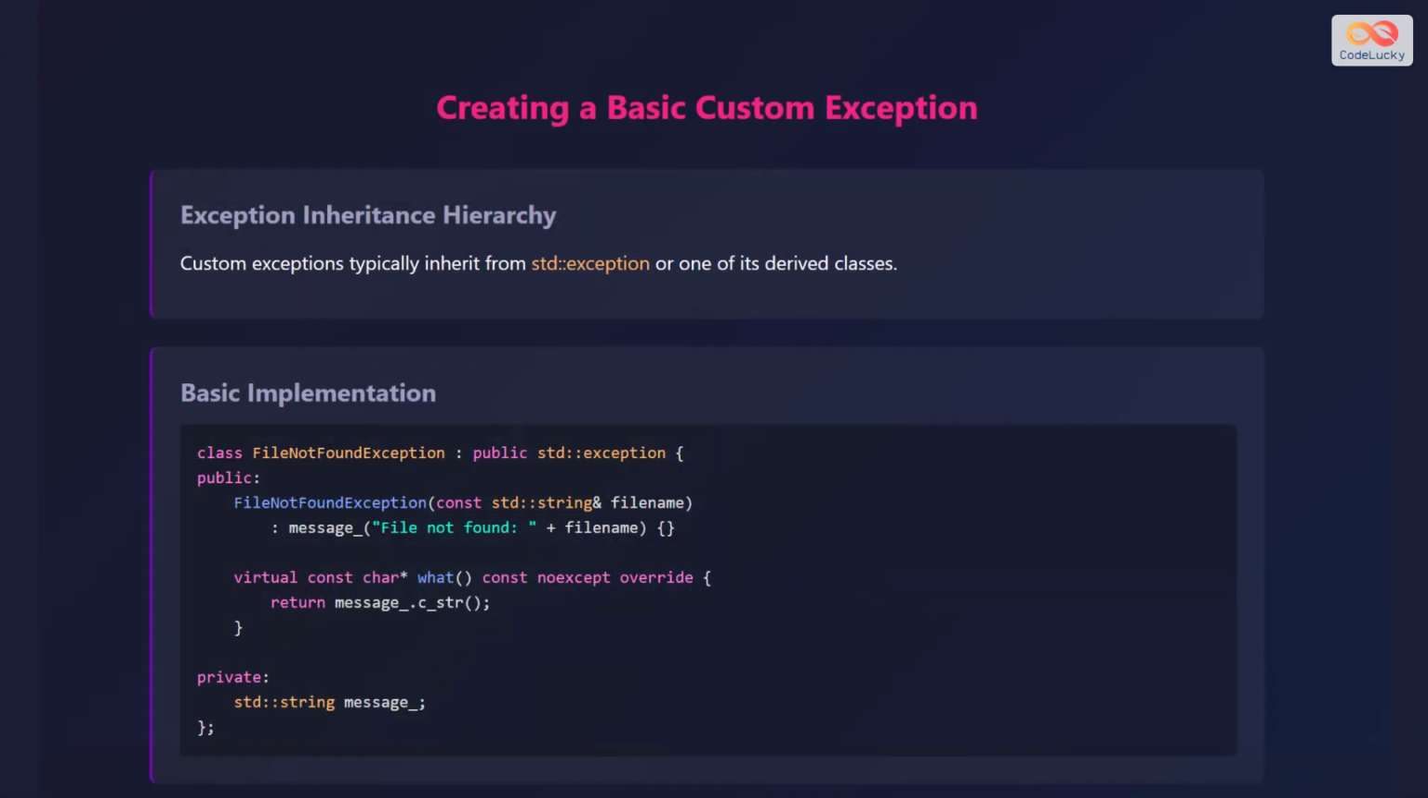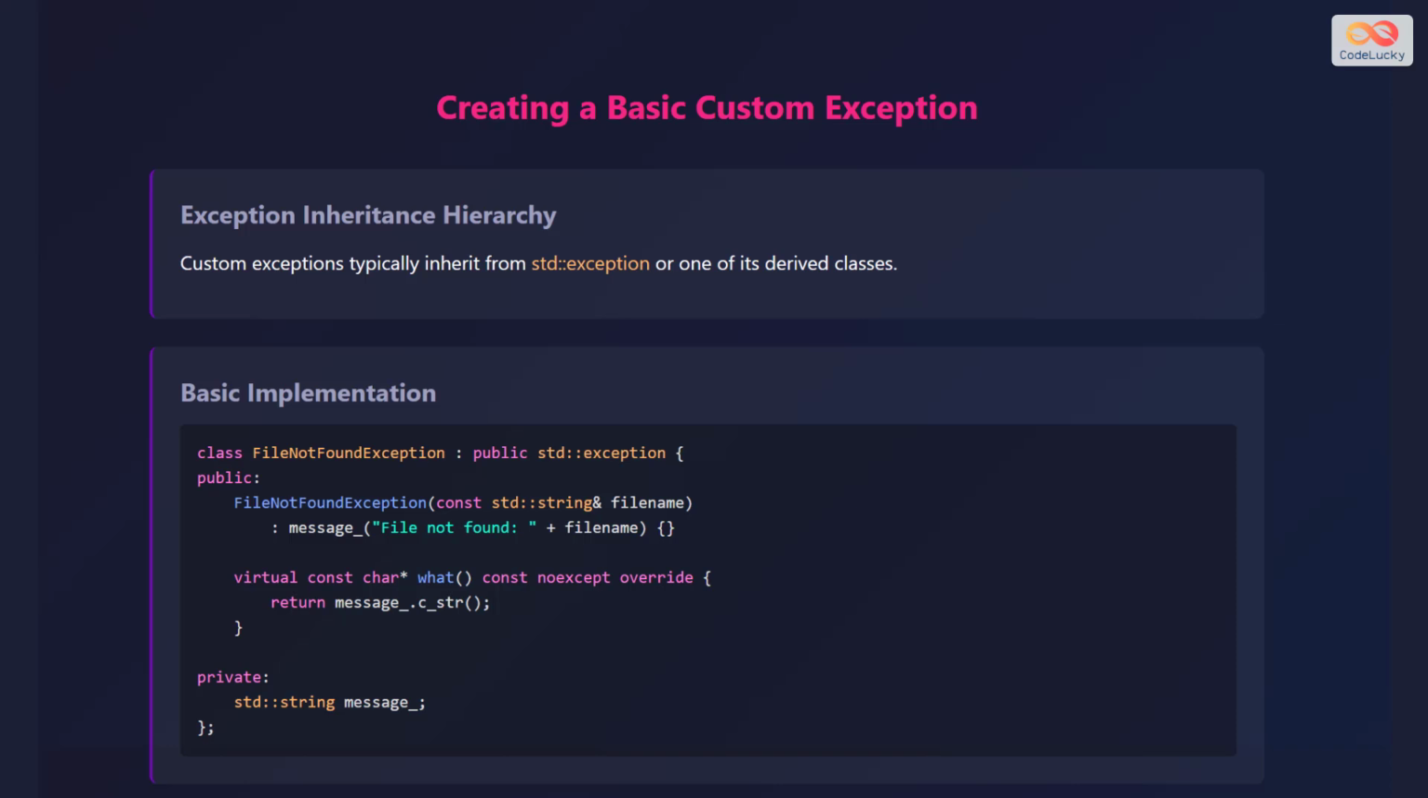Let's see how to create a basic custom exception in C++. Custom exceptions typically inherit from the standard exception class, or one of its derived classes. This ensures compatibility with C++'s exception handling mechanism.